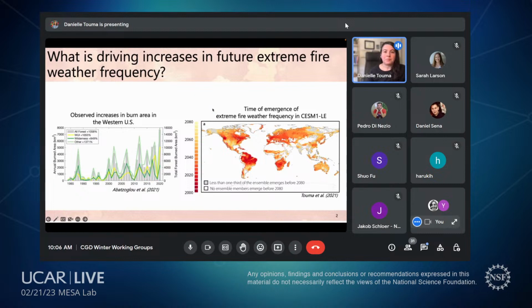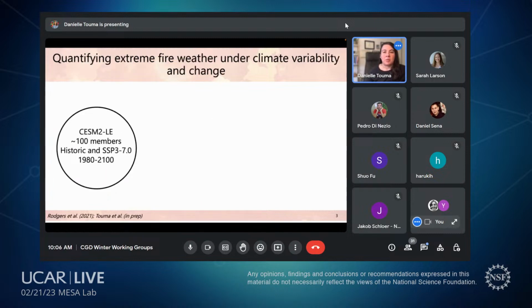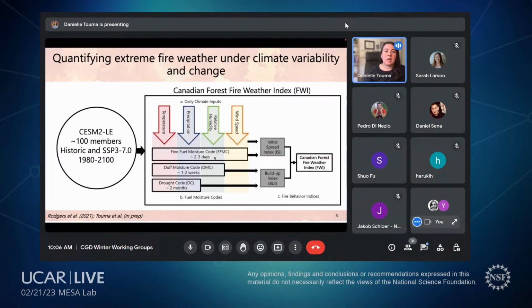So the goal of my current research is to understand how forced changes in climate variability and forced changes in the mean state are driving these increases in extreme fire weather. So we've updated the data set that we're using. We're now using the CESM2 large ensemble, all 100 members, and looking at 1980 to 2100 in the historical and SSP3-7.0 simulations. And for all 100 members, we calculate the Canadian Forest Fire Weather Index.